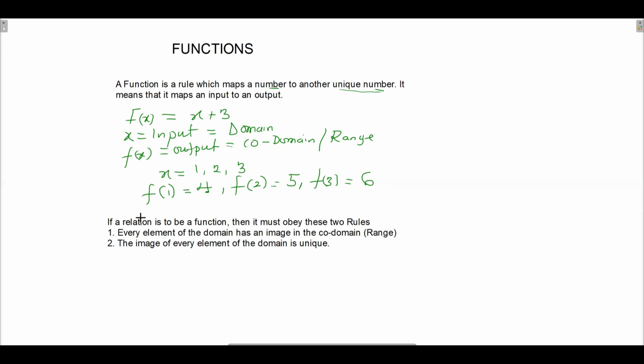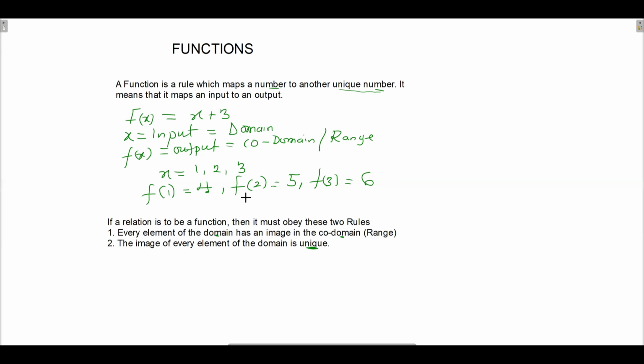Now, if you see the rule down here, if a relation is to be a function, then it must obey these two rules. Every element of the domain, that means the value for x, has an image in the codomain. And the second rule is that the image of every element of the domain is unique. Like this, f of 1, which is 4, f of 2, which is 5, and f of 3, which is 6. They are unique. It's not the same. f of 1 is not equal to f of 2, which is not equal to f of 3. That's what it means by unique.